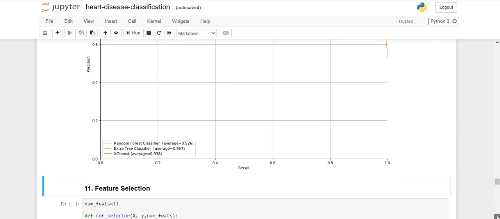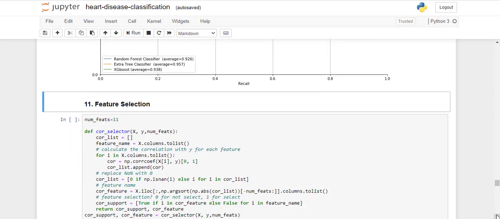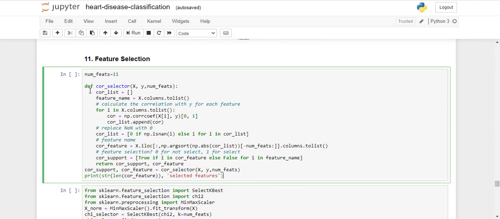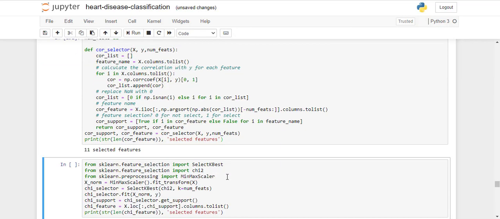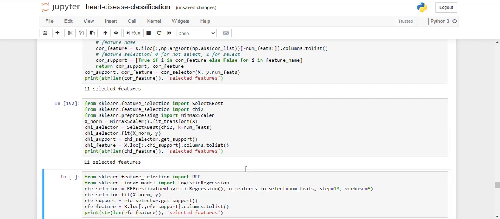Now, as we know, we have 11 features, but as I told you, not all features are good. So we have to filter some of the features. So what we are doing is selecting some of the features, by using a simple correlation coefficient. Next, we are using chi selector.